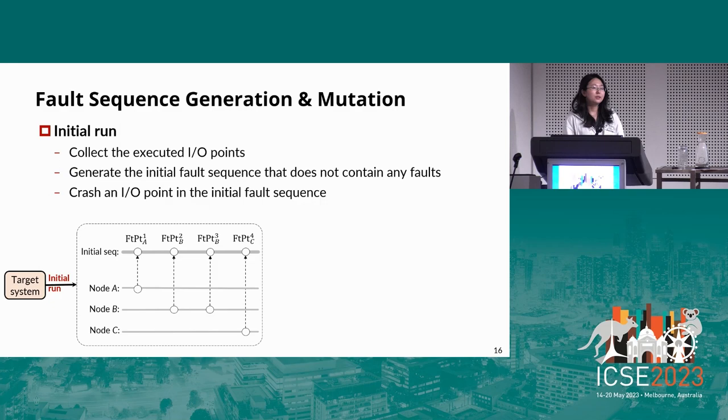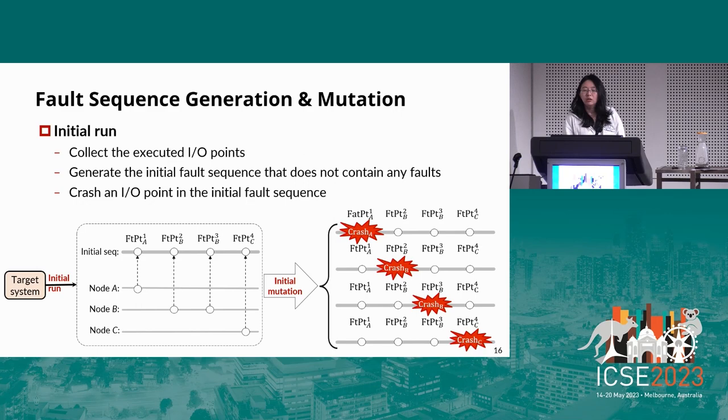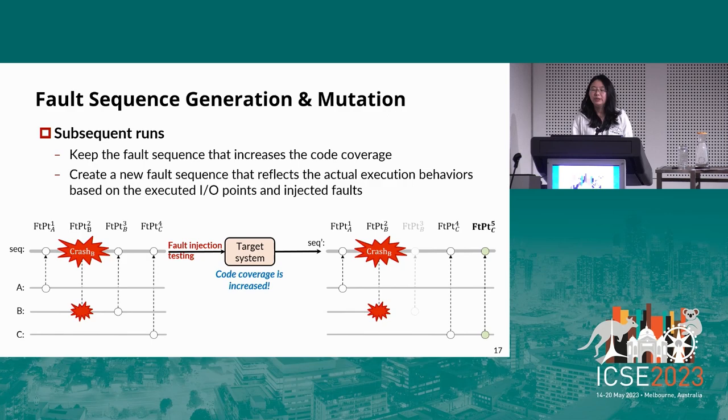We then crash an I/O point in the fault sequence to generate a group of new fault sequences. In this example, we can generate four new fault sequences. After a fault injection test, we keep the fault sequences that increase the code coverage. For such fault sequences, we first create corresponding new fault sequences based on the collected I/O points and the injected faults. The created fault sequences reflect the actual execution behaviors.